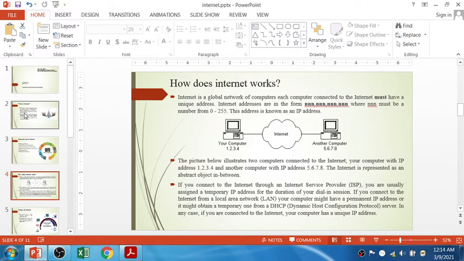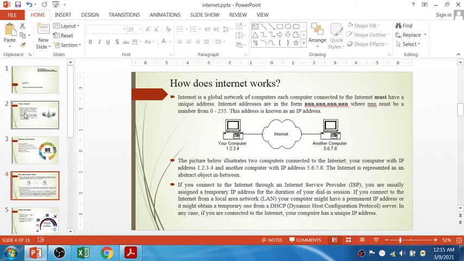So each n must be a number from 0 to 255, so it may be 1 or it may be 125. This address is known as IP address. So it is in the form of 4 unique numbers in sequence.